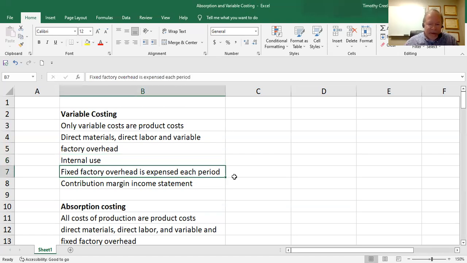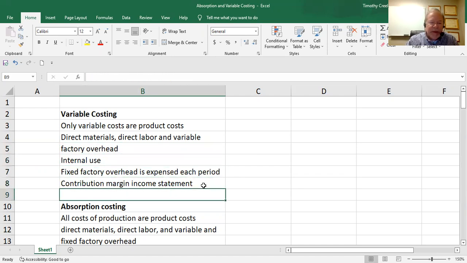Now, fixed overhead is expensed off each period in total. Doesn't matter how much you produce, doesn't matter how much you sell, just the total amount of fixed factory overhead is expensed off each period. Variable costing uses a contribution margin income statement, and so that is also a distinction. One of the reasons that it's for internal use only is that the contribution margin income statement is very useful for internal purposes, but it does not follow US GAAP, so it cannot be used for external reporting.